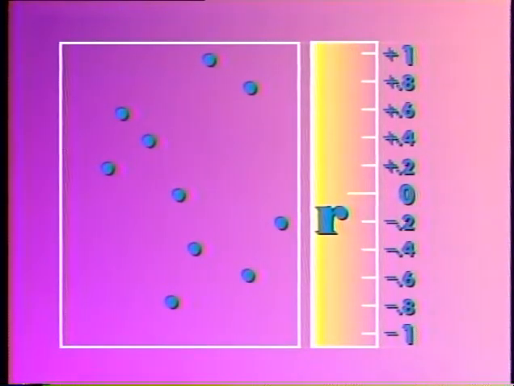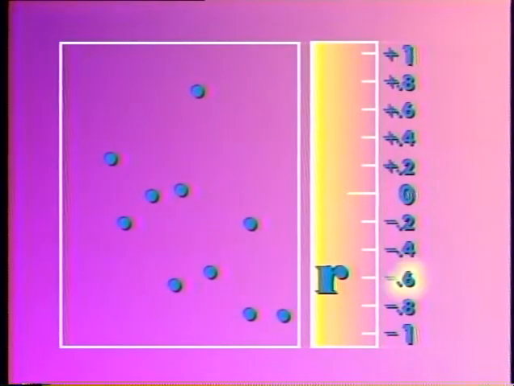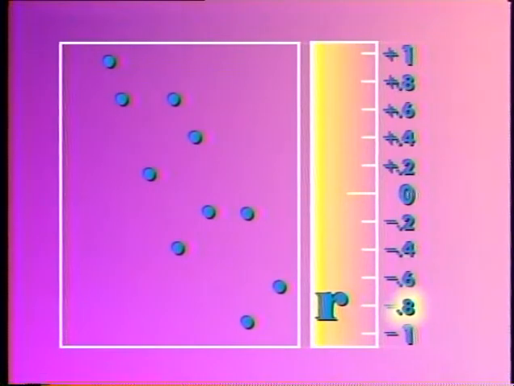As R gets closer to -1, the linear association between the two variables again gets stronger. But this time, the association is negative. As one variable increases, the other tends to decrease.